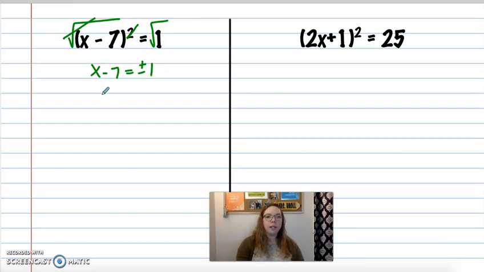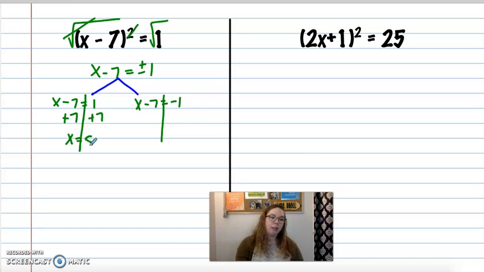So at this point, I have to split this into two, where I'll have x minus 7 equals 1 and x minus 7 equals negative 1 to find my two roots. So then here if I add 7, I'll get 8. And here if I add 7, I'll get 6. So my two roots are 8 and 6. So they're not always like positive and negative 3, positive and negative 5. They can be different numbers.